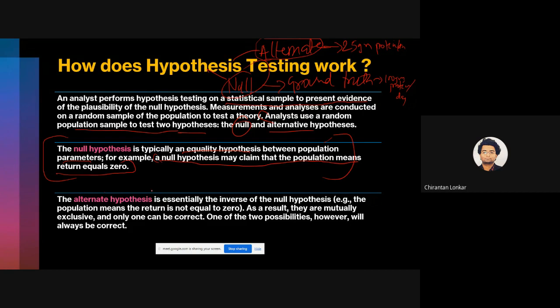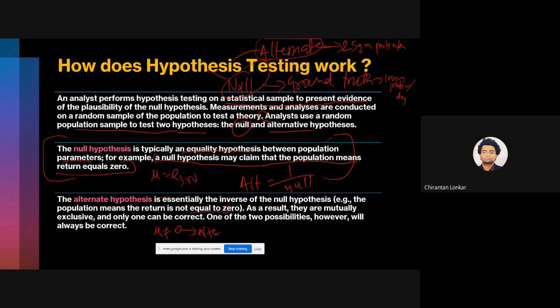Alternate hypothesis is essentially the inverse of null hypothesis. What is alternate hypothesis? It is the inverse of null hypothesis. Example, population mean return is not equal to zero. In this case, the population mean equals zero: this is a null hypothesis. In this case, population mean does not equal zero: this is an alternate hypothesis.